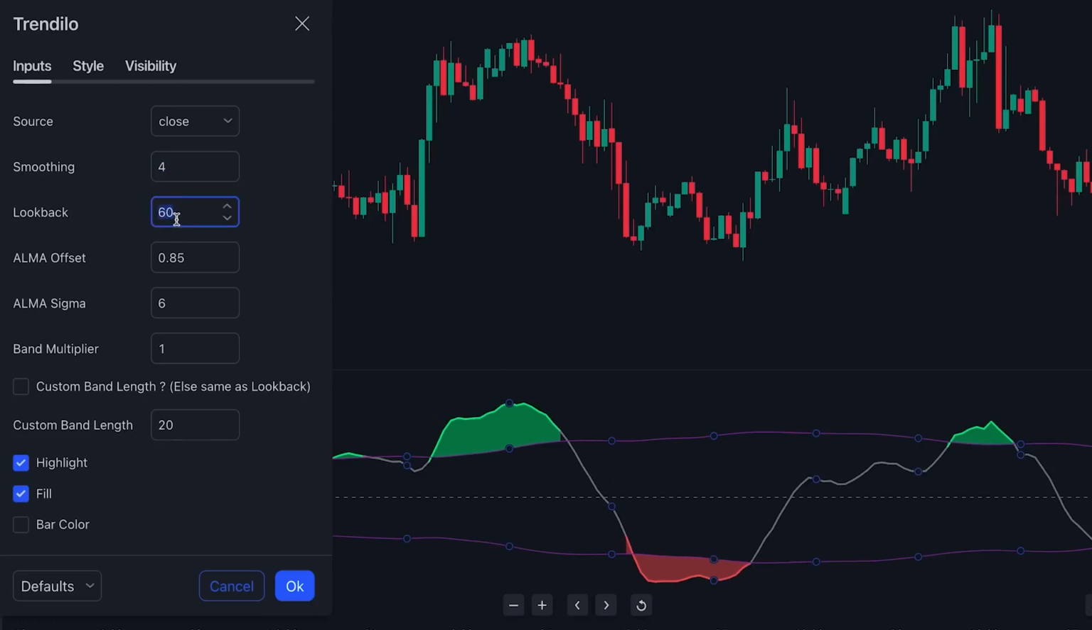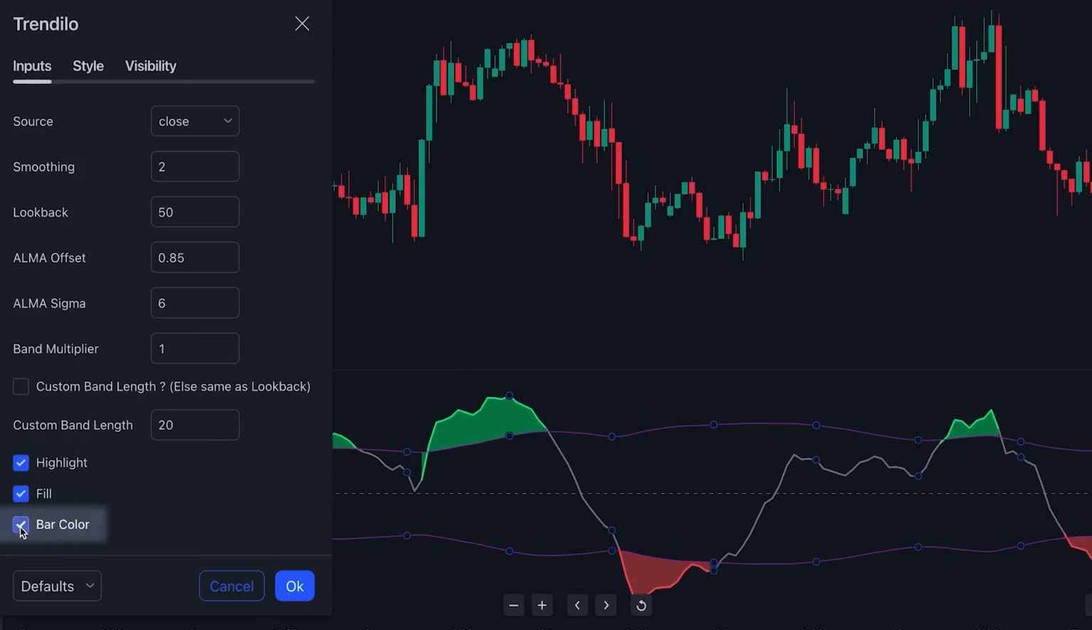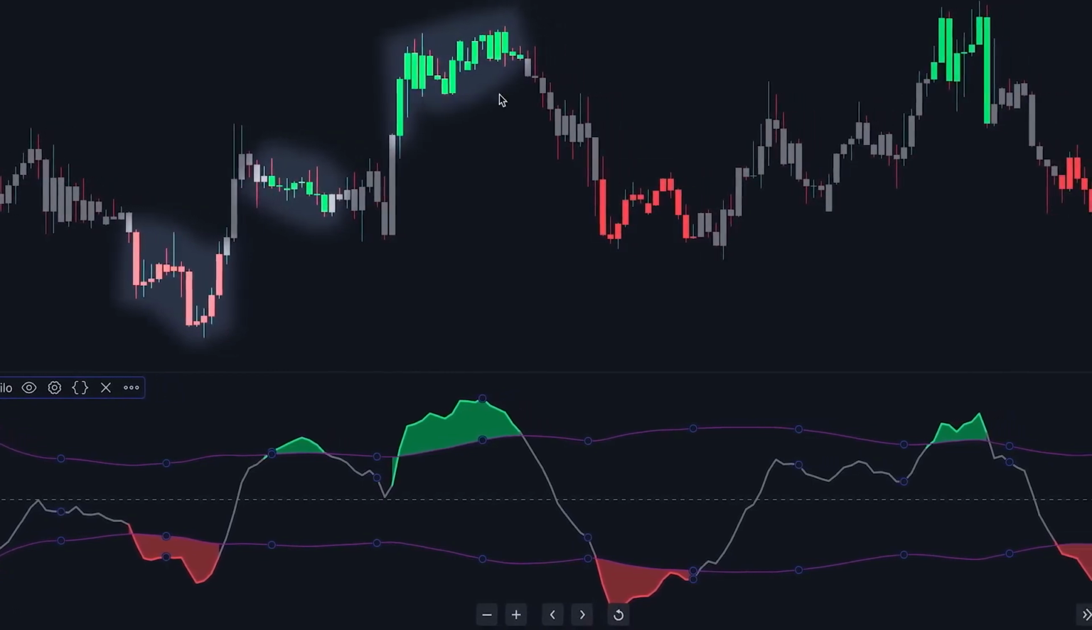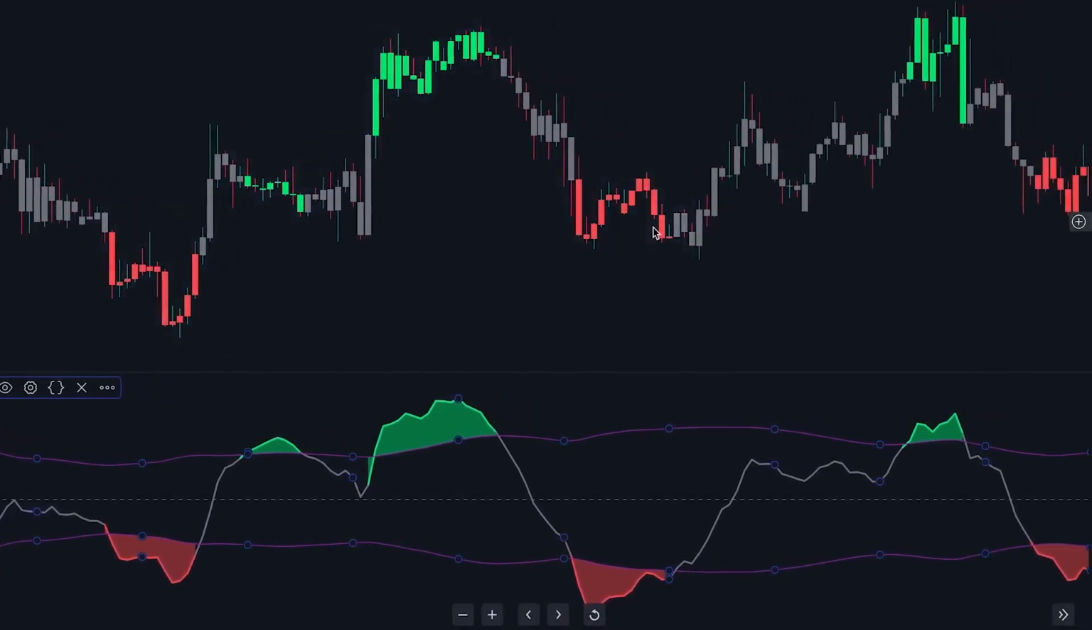Additional options are available for fine-tuning signal calculations, however, we'll only enable the bar color option in this case. This will enable us to visually observe on our candlesticks when the price is in overbought or oversold territory.